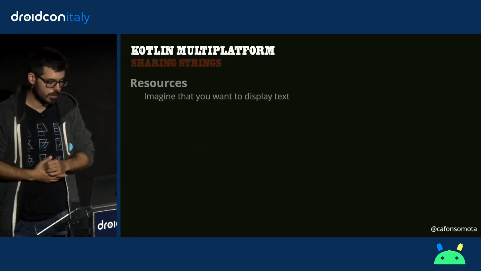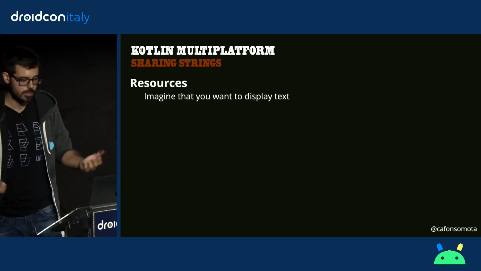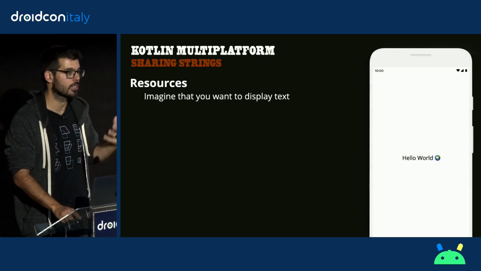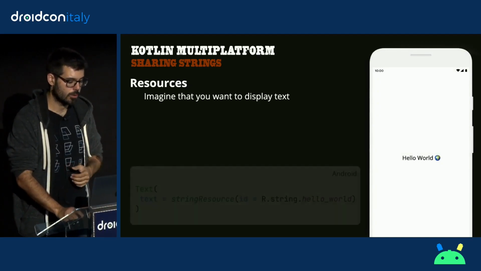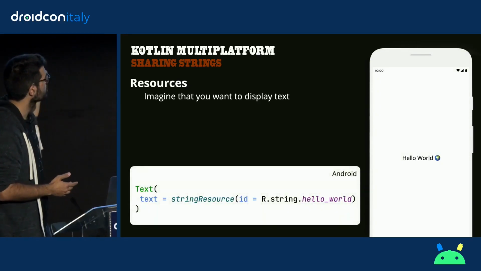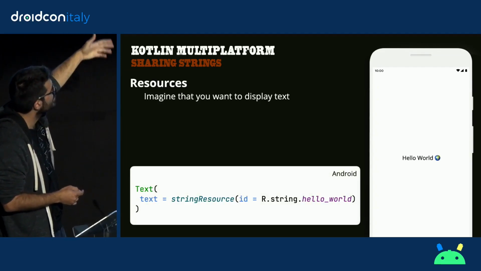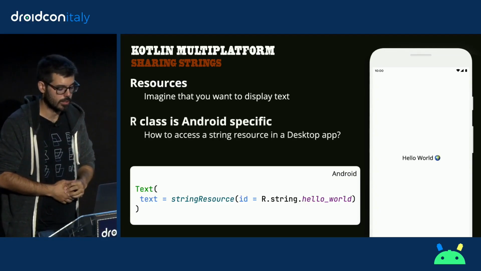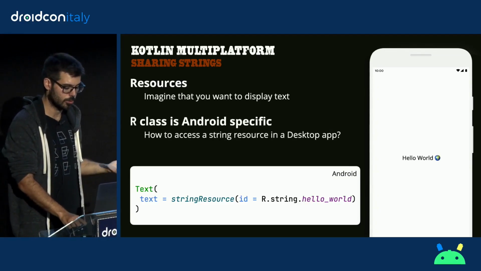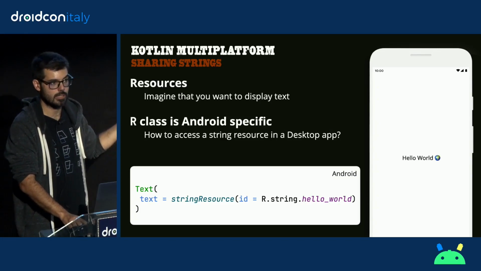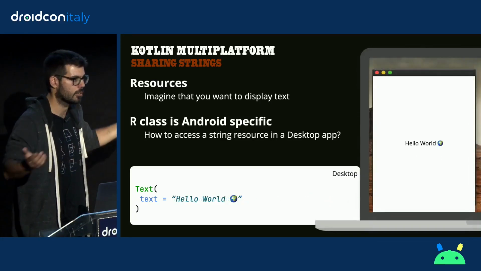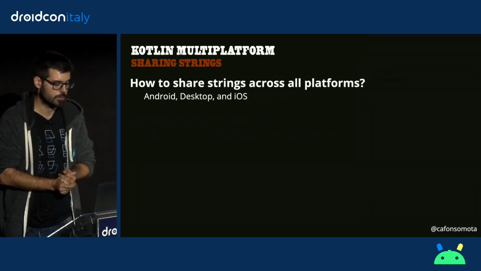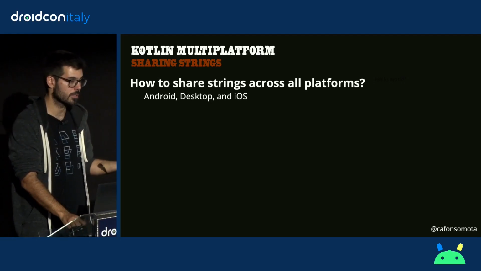Now comes the difficult part when you want to use the resources. So once again, imagine that you want to display text, but this time you want to internationalize this text. So if you want to do this on Android, you're going to do something like this. You're going to call string resource and access R.string.hello_world. And if you want to do this on the desktop app, for instance, well, you don't have the R.string class. So we're going to have, for instance, just a hard-coded string. And we want to give support also for the desktop, and of course also for iOS. So how can we do this?